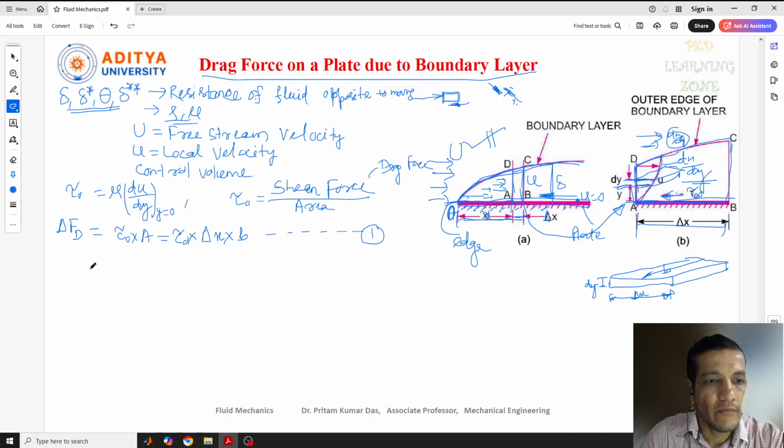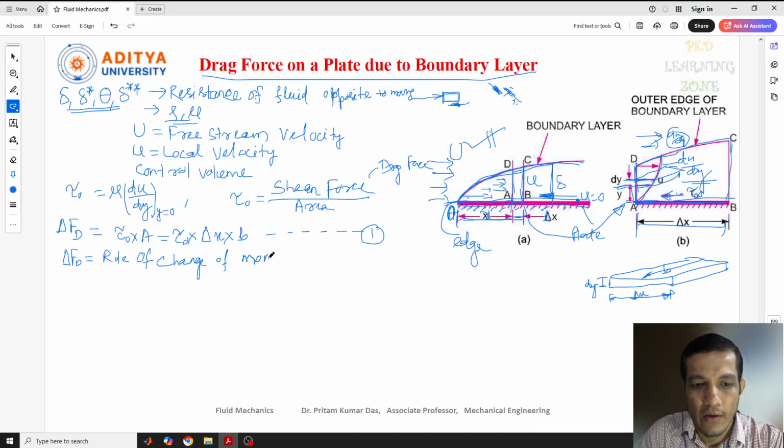Now the drag force must be equal to the rate of change of momentum as per the momentum principle. Now we need to go for the derivation of this momentum. The rate of change of momentum also needs to be taken over the same small distance, delta x, where the drag force was taken.